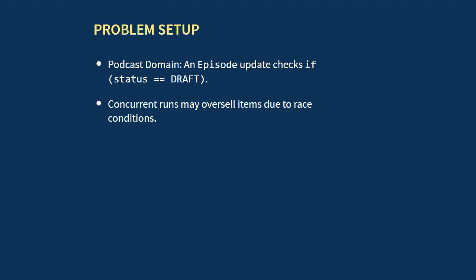Let's look at a practical example from the podcast domain where we check if the status is draft. Could this lead to issues in concurrent executions? Absolutely. Two threads could both check the status and proceed, causing unexpected behaviors. In our podcast domain scenario, updating an episode status can lead to overselling items due to concurrency issues. What design strategies can we employ to avoid this? We need strategies that recognize and mitigate potential race conditions effectively.